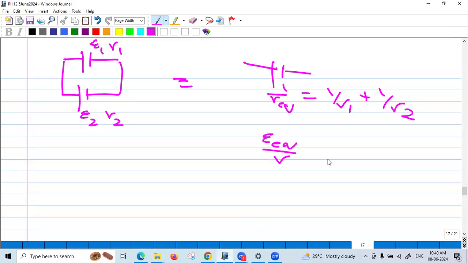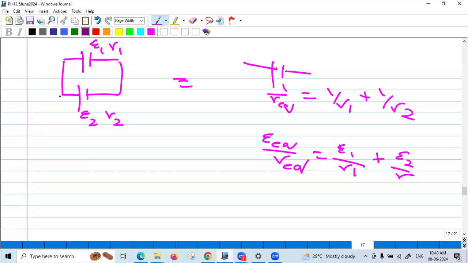So I'm replacing two cells in parallel by a single cell. The equivalent resistance is related to R1 and R2 as reciprocals, and E equivalent by R equivalent is equal to E1 by R1 plus E2 by R2. So if you have more cells connected in parallel, I can just extend this result.